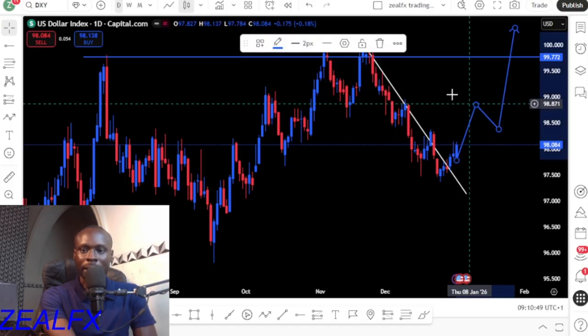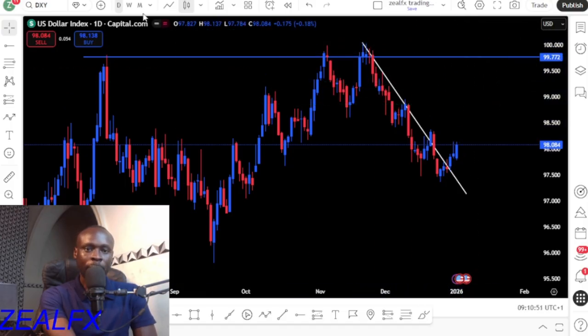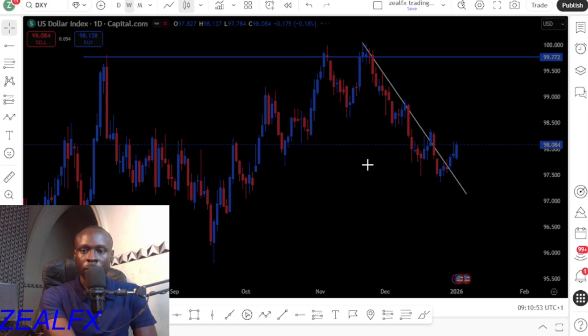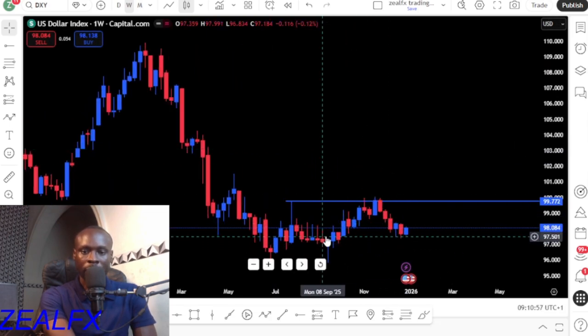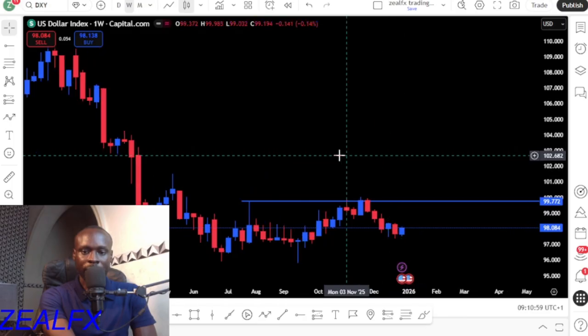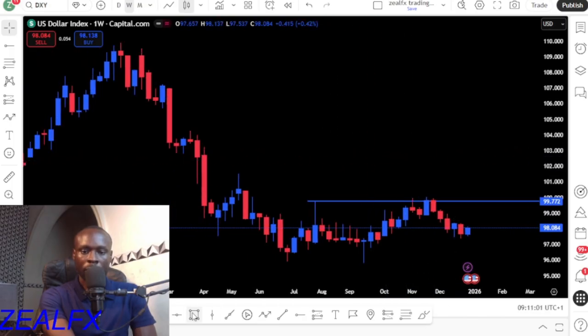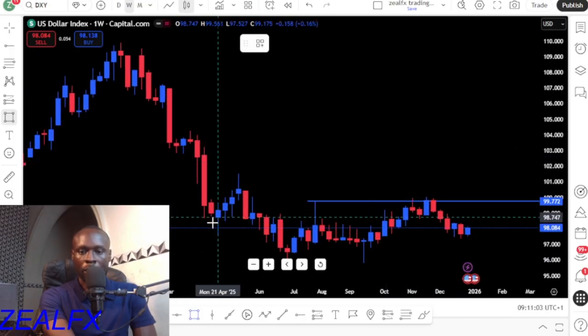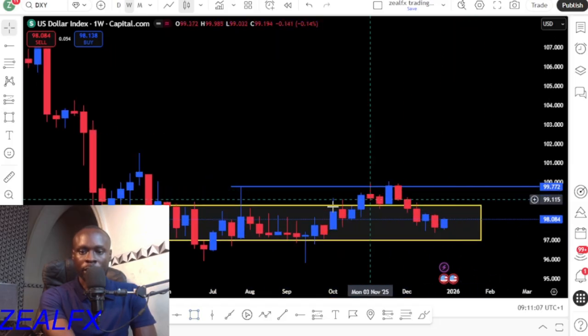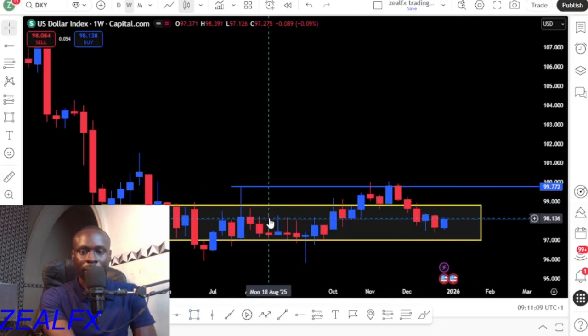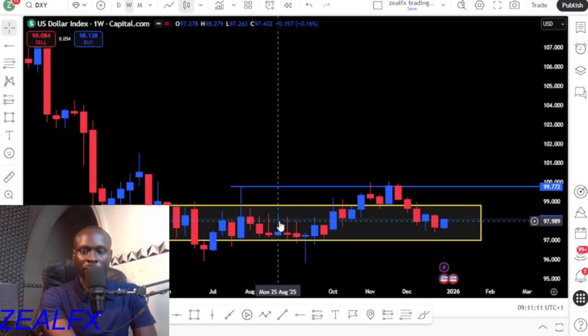So let's look at the weekly chart to confirm this particular move. On the weekly chart, you can see clearly that price is currently still on a resistance and also on a support level. You can see price still remains on this support level. These are all support zone. Then also on that same support zone, we also have this resistance level.